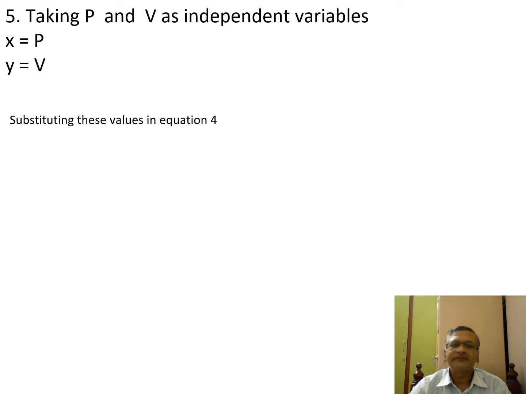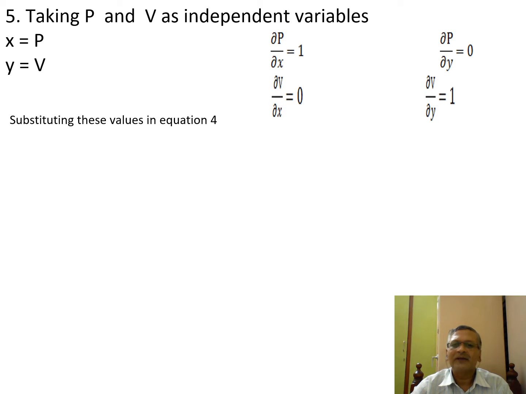Next, coming to the fifth. Taking P and V as independent variables, x is P and y is V. Differentiate P with respect to x and with respect to y. If you differentiate with respect to x, it becomes 1, with respect to y it is 0. Dou P upon dou x is 1, dou P upon dou y is 0. Second, y is equal to V. Again, differentiate with respect to x and with respect to y. Dou V upon dou x is 0, dou V upon dou y is 1.